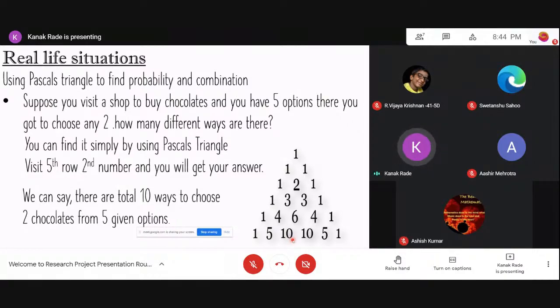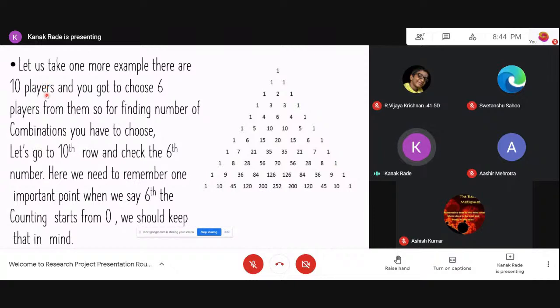Let us take one more example. There are 10 players and you got to choose 6 players from them. So for finding the number of combinations you have to choose, let's go to the 10th row. 0, 1, 2, 3, 4, 5, 6, 7, 8, 9, 10 and check the 6th number. 0, 1, 2, 3, 4, 5, 6. Hence, there are 200 ways to choose 6 players from a total of 10 players.